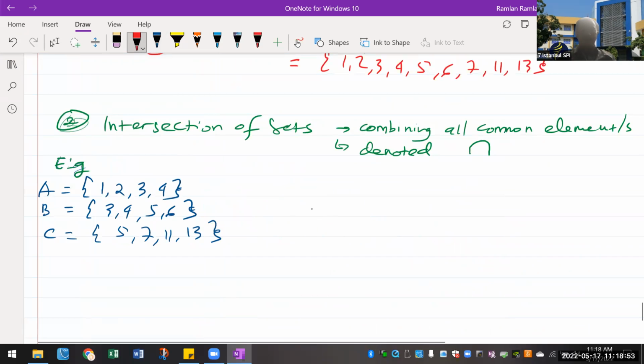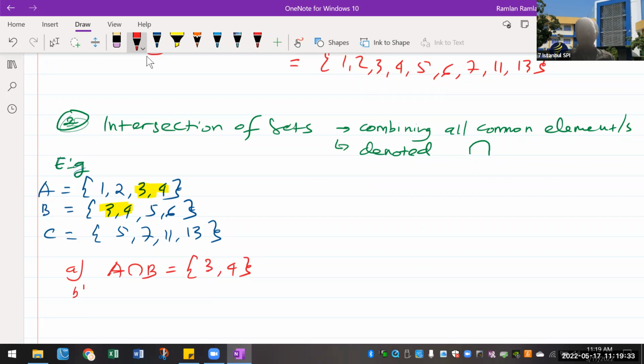So let's go to the first question. Question A. Find A intersection B. The thing that you need to see is the common element from set A and set B. So I will get the same elements, which are 3 and 4. Only those two. So the elements in A intersection B are only 3 and 4. That's it. Very easy, right? Tinggal lihat mana yang sama.